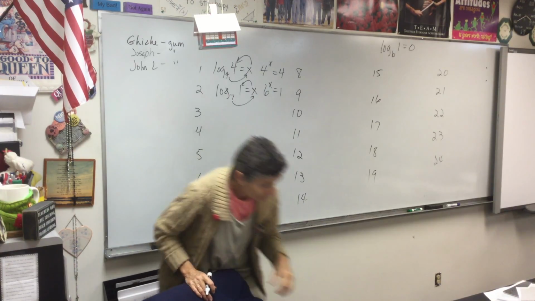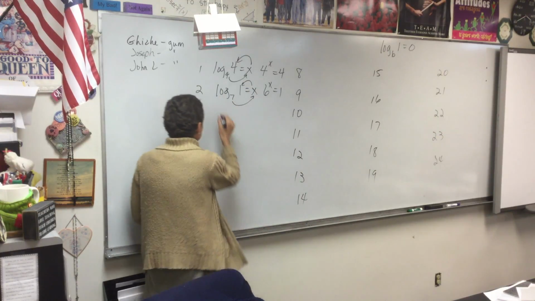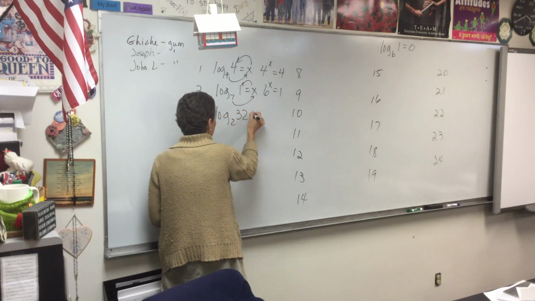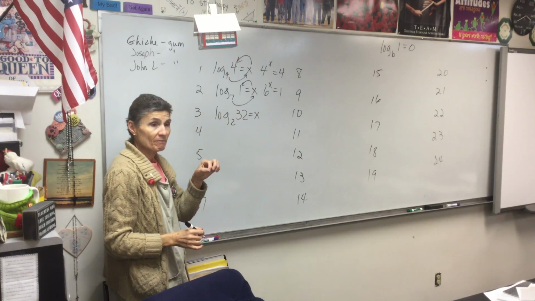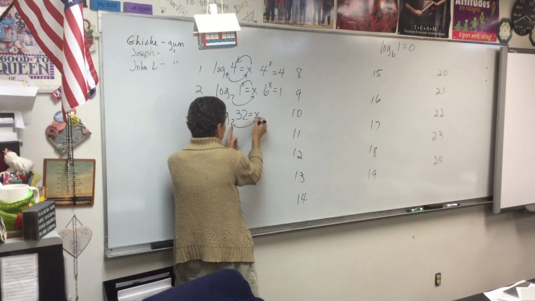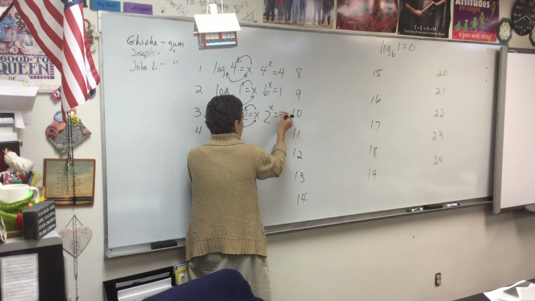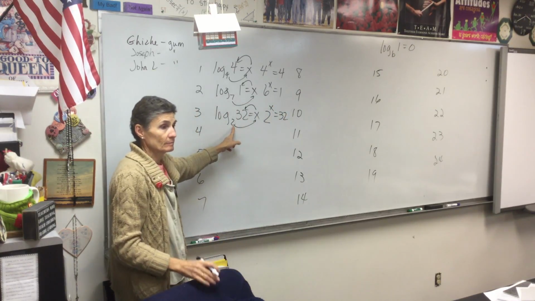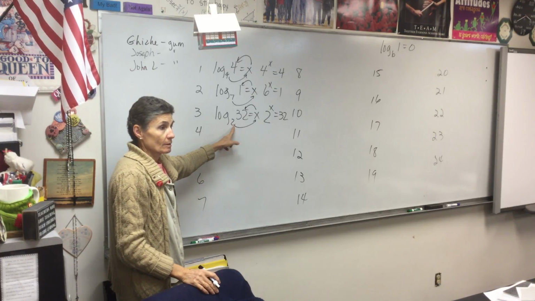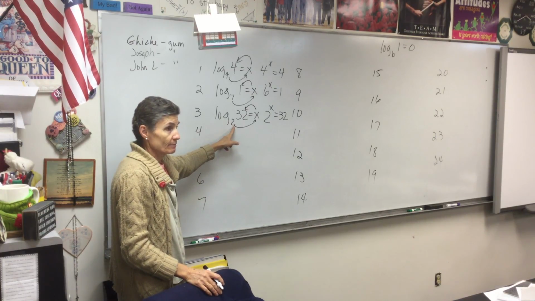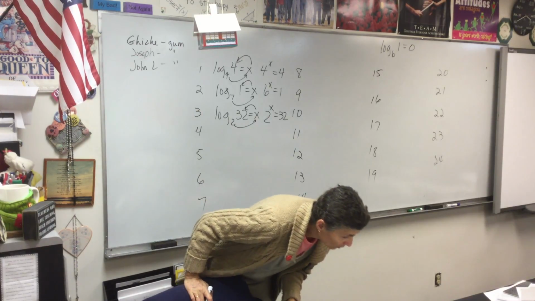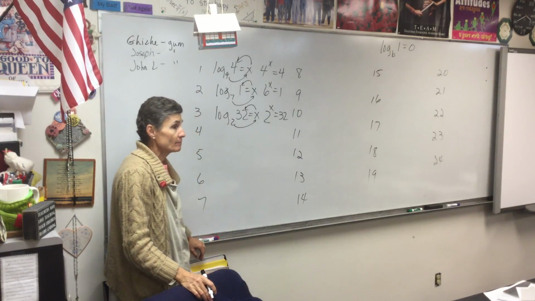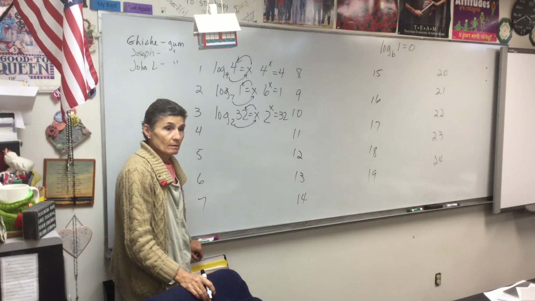Okay, number 3. Log base 2 of 32. Anybody got that one figured out? x has to be 5. Why does x have to be 5? Because this says 2 to the x equals 32. So the answer is 5. Number 4, log base 3 of 81. You got that one? 4. I heard somebody say 4.